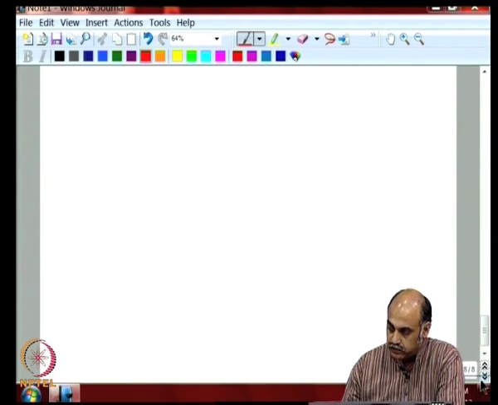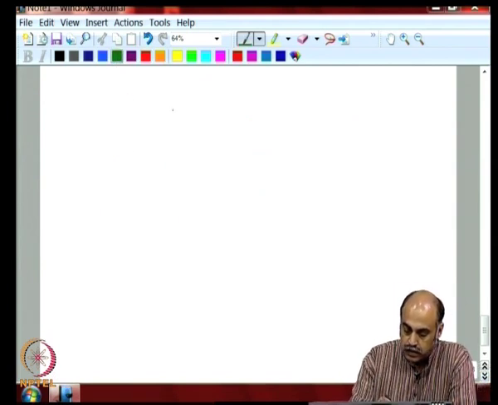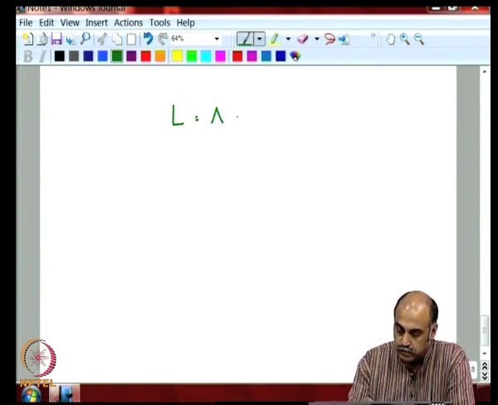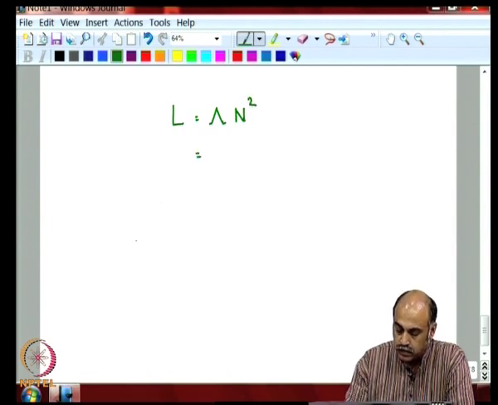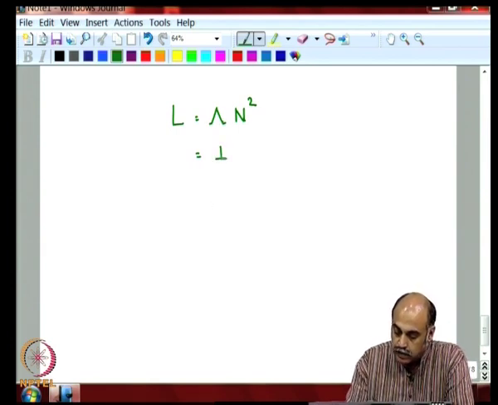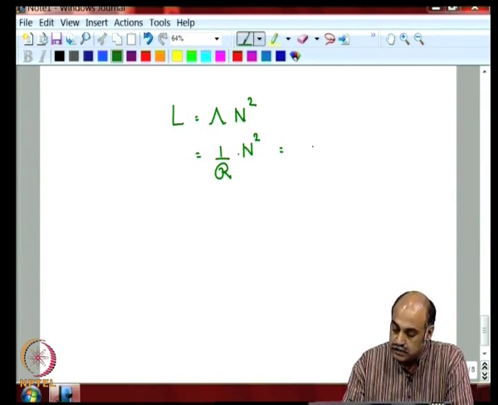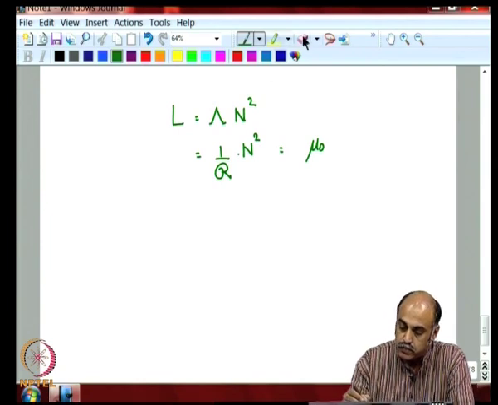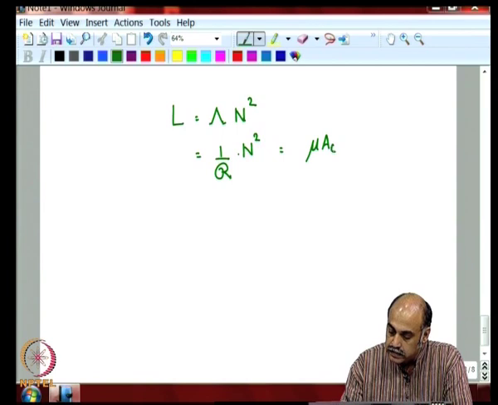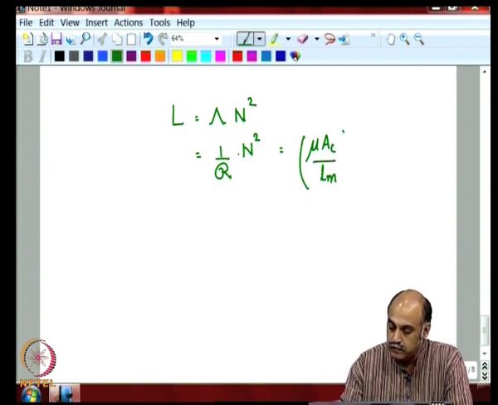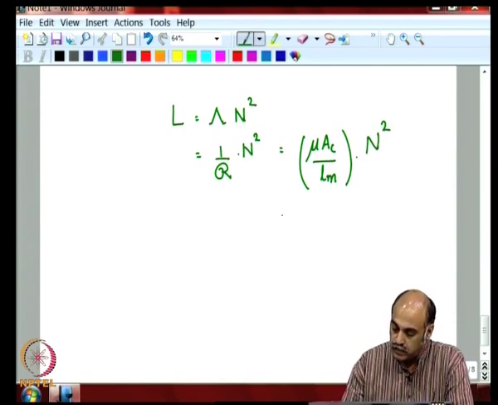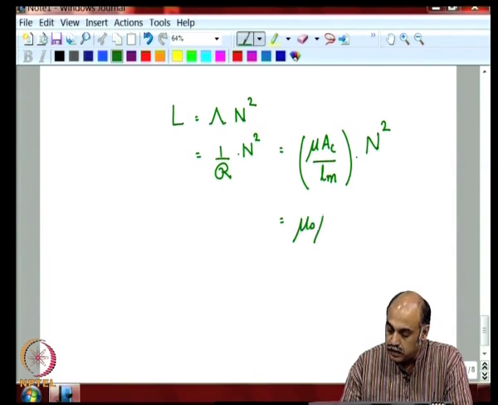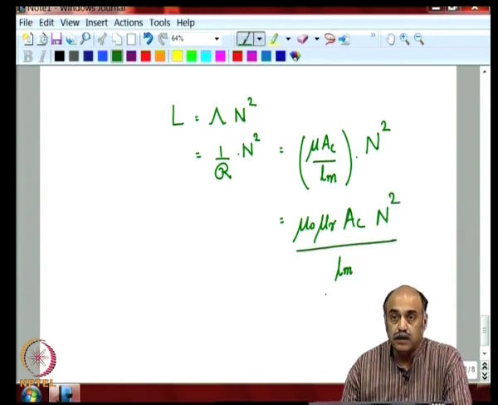We can go one step further. L is equal to permeance into N square, which can be written as 1 by reluctance into N square. 1 by reluctance is mu AC by L m, the mean magnetic length, into N square. Mu is nothing but mu naught and relative permeability, core cross section area, N square by the magnetic length.